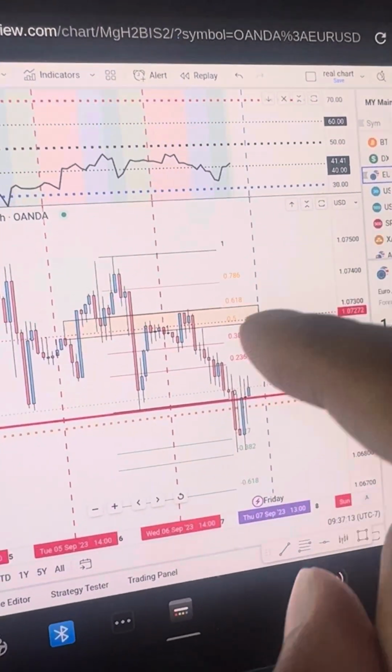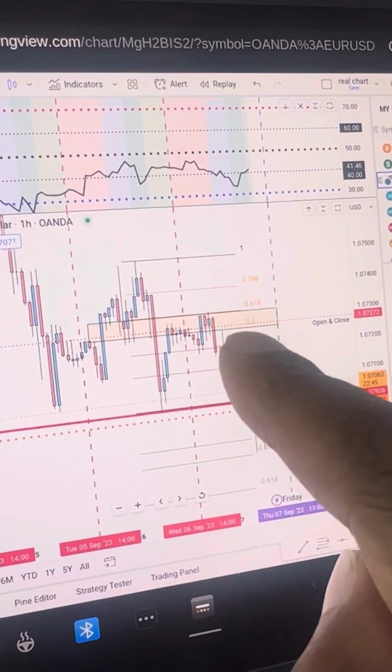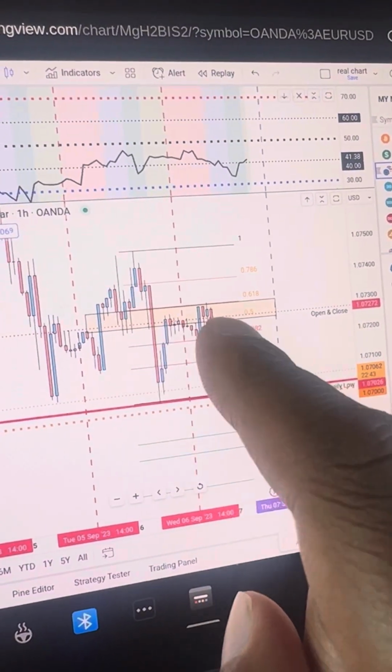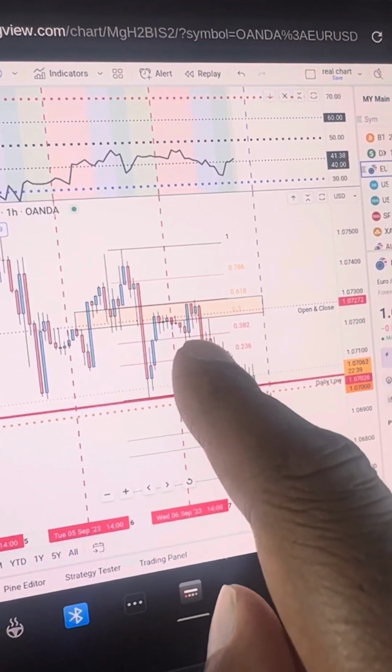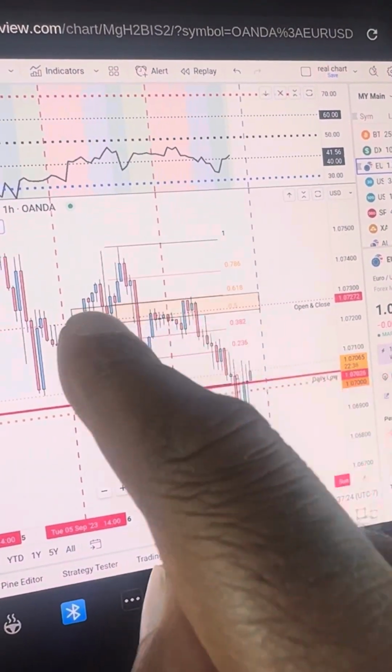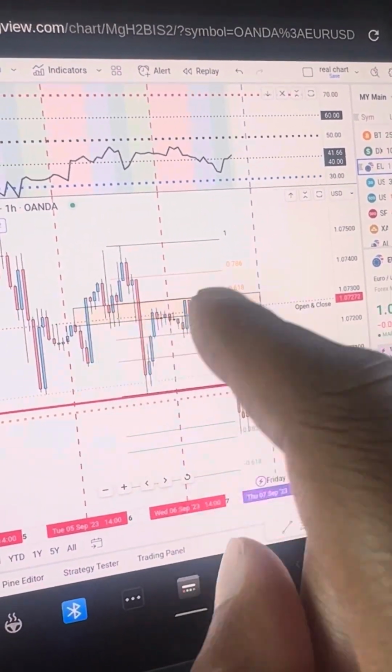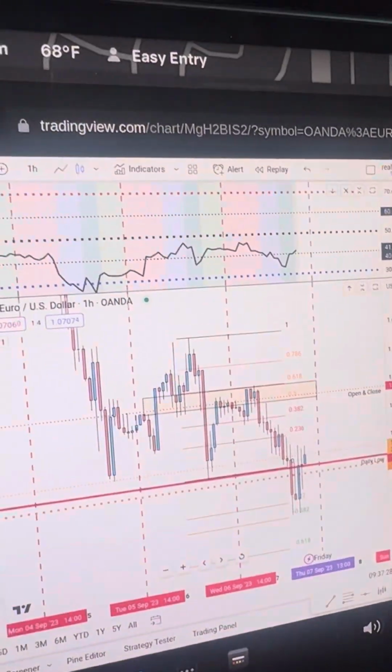So we're gonna go over this trade right here. We're gonna go over change of character. We're gonna go over break of structure. And then we're gonna go over how to find these zones. And then we're gonna go over the Fibonacci.